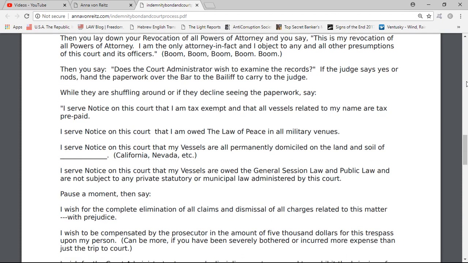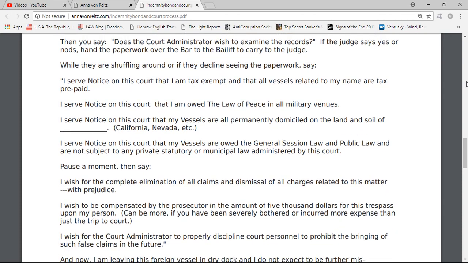Then you lay down your revocation of all powers of attorney and you say, this is my revocation of all powers of attorney. I am the only attorney in fact, and I object to any and all other presumptions of this court and its officers. And then there's 5 booms. Boom, boom, boom, boom, boom, boom. All right? Maybe that was 6.